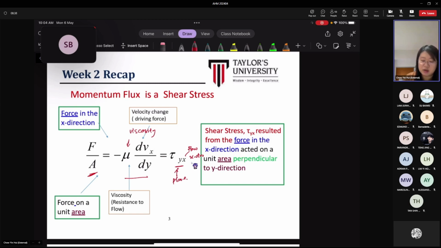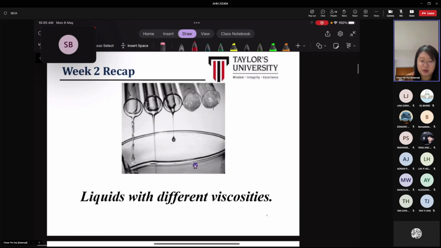So if you look at the shear rate, it is expressed as the rate of change of velocity in the y direction, because the velocity would then vary in the y direction. Okay, so just a quick recap of what we covered in week 2.